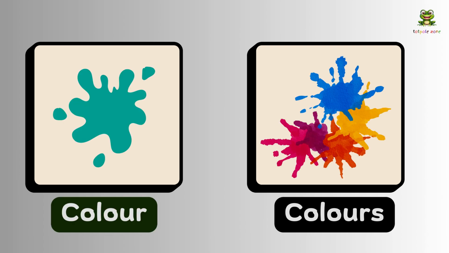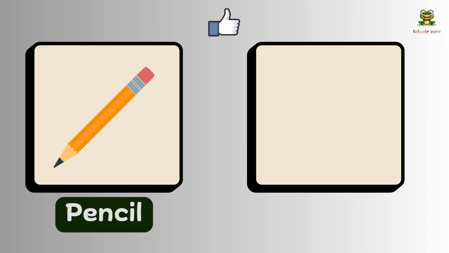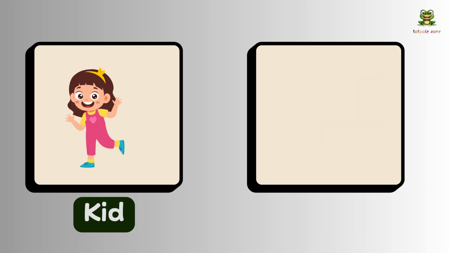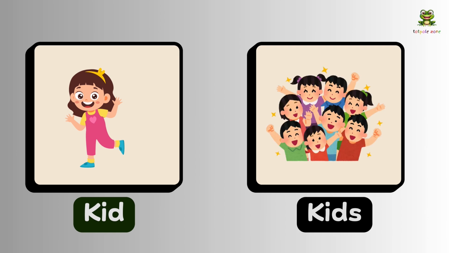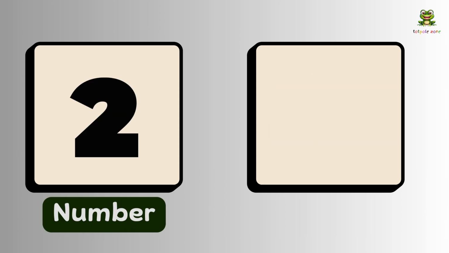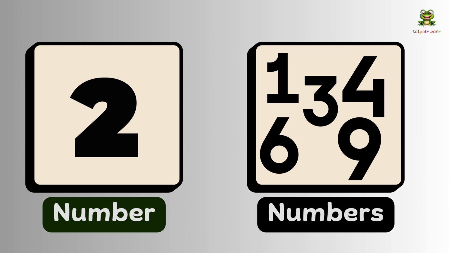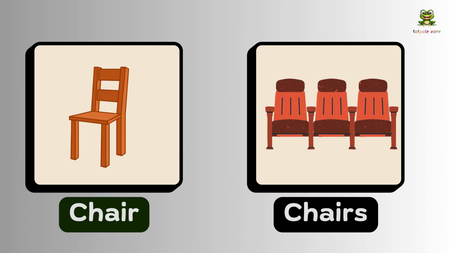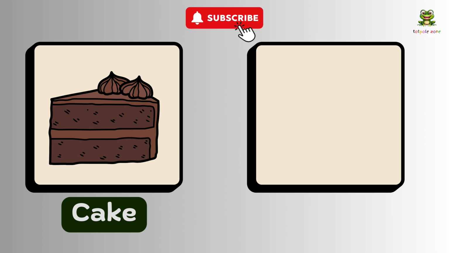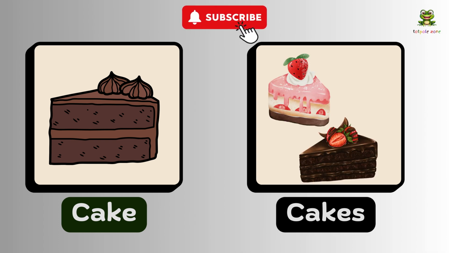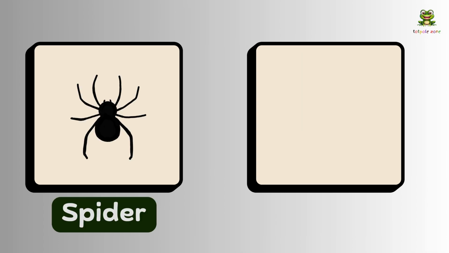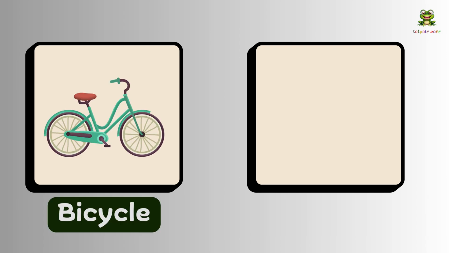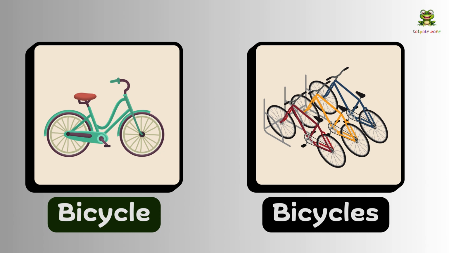Colors. Pencil. Pencils. Kid. Kids. Number. Numbers. Chair. Chairs. Cake. Cakes. Spider. Spiders. Bicycle. Bicycles. Book.